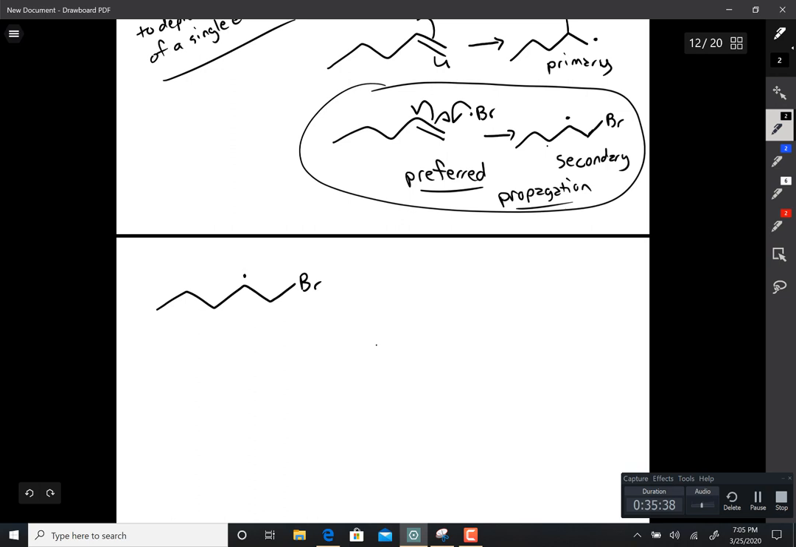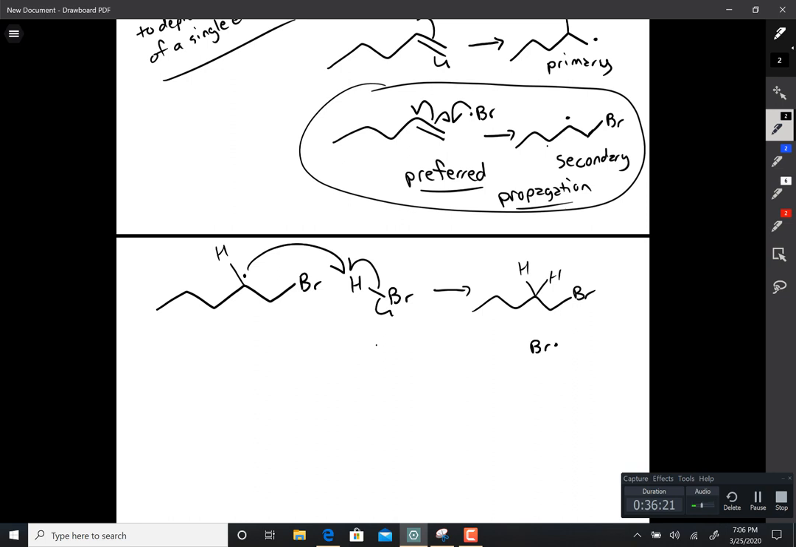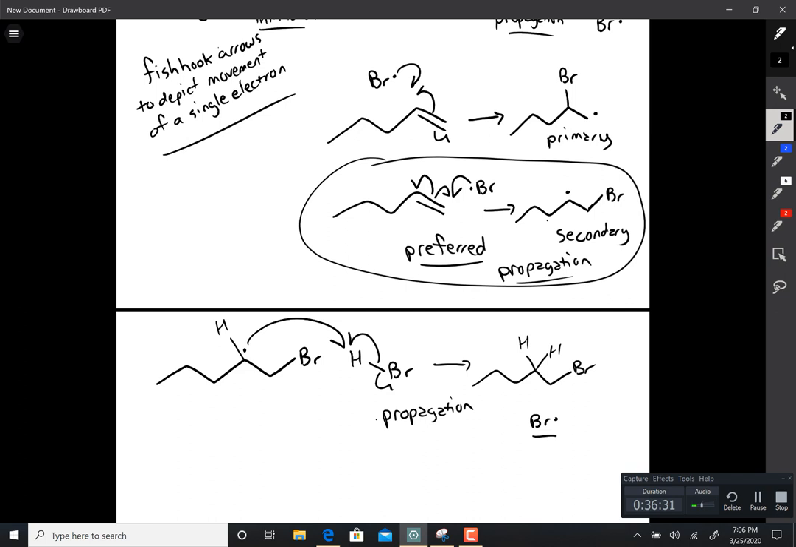This new carbon radical then finds another molecule of HBr, and it pulls the hydrogen off. Same manner. Now it looks like this radical is just disappearing, but keep in mind, there was one hydrogen on this carbon. Now there's two. And we go from one radical to a new radical. This is also propagation, which generates our product and generates another bromine radical. That bromine radical finds another alkene, and the process repeats itself. And keeps on repeating itself until some sort of rare event comes on, which is called termination.